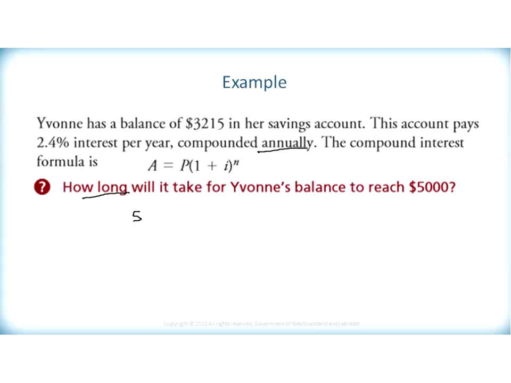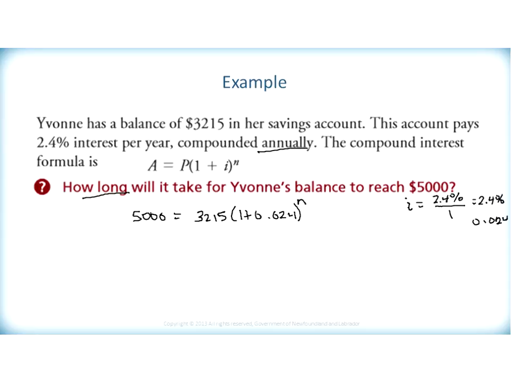So we have the final, which will be 5,000, will equal the principal, which is our $3,215, times 1 plus i. In this case, i is equal to the percent, 2.4%, divided by 1 compounding period per year, which gives us 2.4%, or 0.024. So it's 1 plus 0.024 to the power of n, how long will it take. We have to determine what n is, the compounding periods.